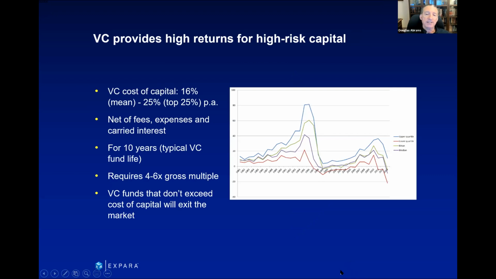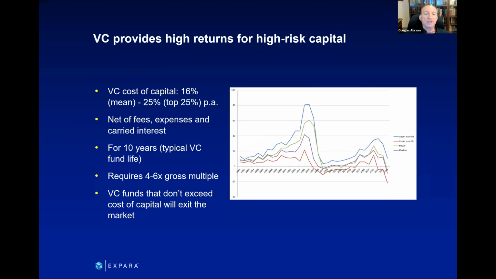So this is a graph that shows, over a more than 30-year period, what were VC returns to VC investors. And the average or mean cost of capital for the VC was 16% per year. And for the top 25% of VCs, their investors receive a 25% return per year on average. And this is net return.